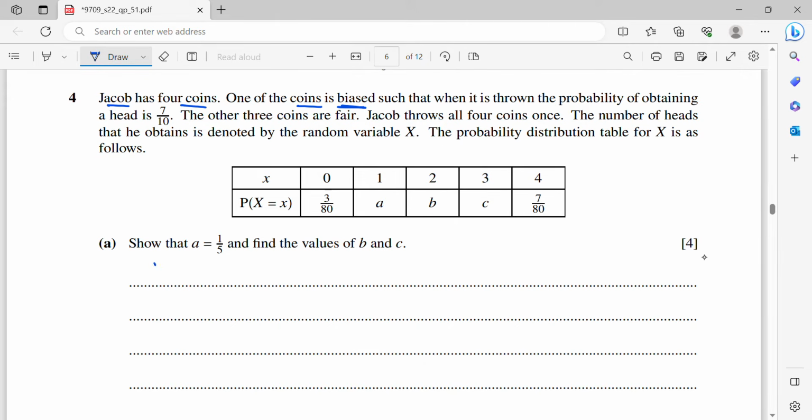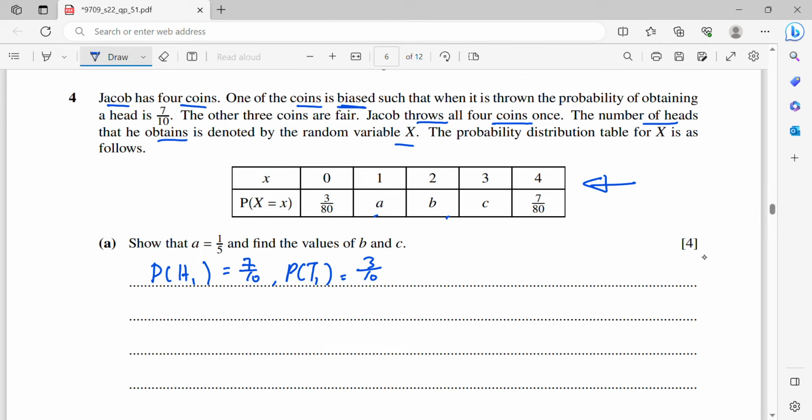So P(H), let's say this is for the biased coin, this is 7/10. That means P(T1) is going to be 3/10. But the rest of them, it will be half. So Jacob throws all 4 coins once. The number of heads that he obtains is denoted by X. Then this is the probability distribution table.